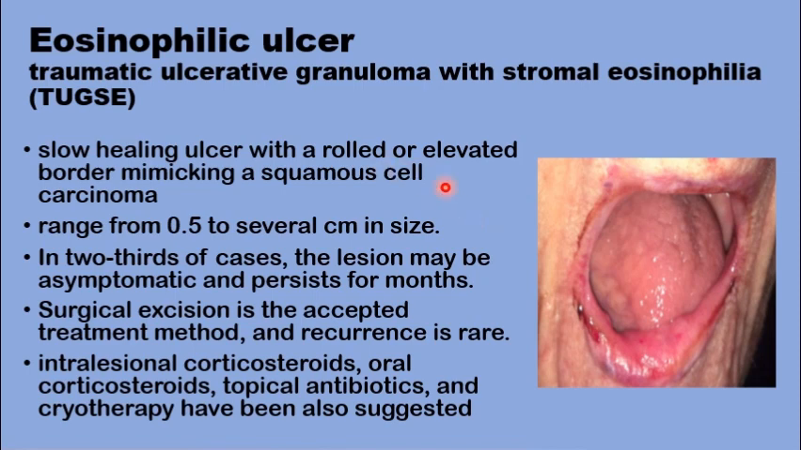The edge of the ulcer is rolled and elevated, and this resembles very much an ulcer of squamous cell carcinoma origin. The ulcer size can range between 5 millimeters to a few centimeters. In about 2/3 of the cases, the ulcer would be asymptomatic and persist for a few months. Surgical excision is the recommended and accepted form of treatment to rule out malignancy and also to cure the ulceration. Recurrence is very rare. Other forms of management include intralesional steroid injection or topical steroids and antibiotics, or sometimes cryotherapy as well.